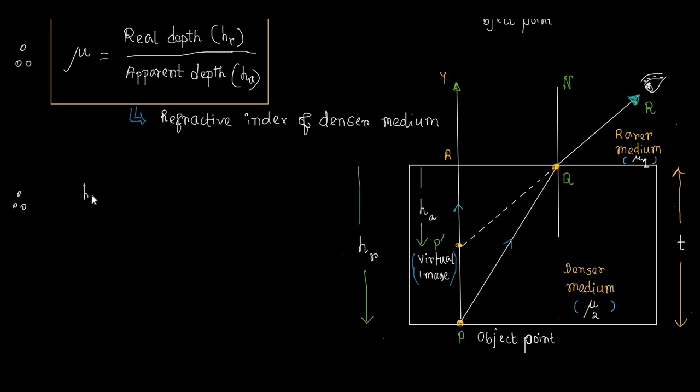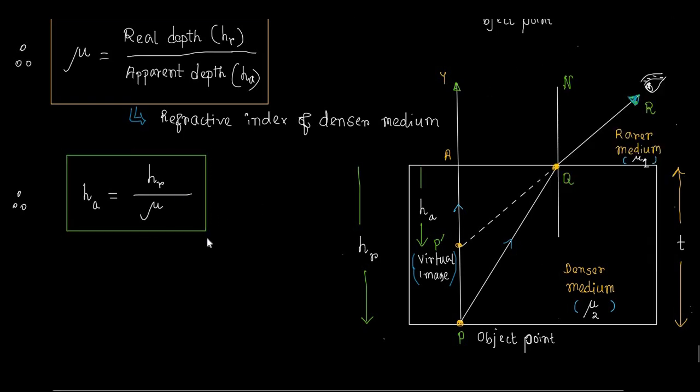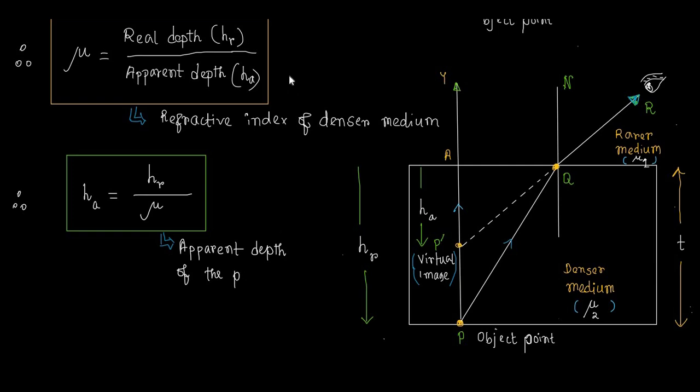Therefore, HA is equal to HR divided by mu, which is the apparent depth of the object point P existing in the denser medium, observed from the rarer medium.